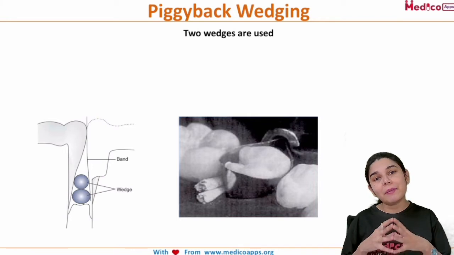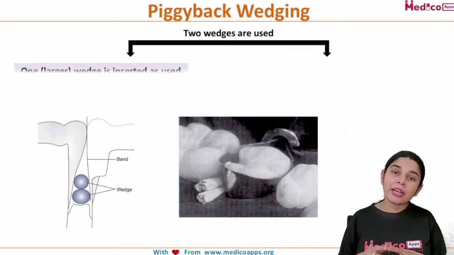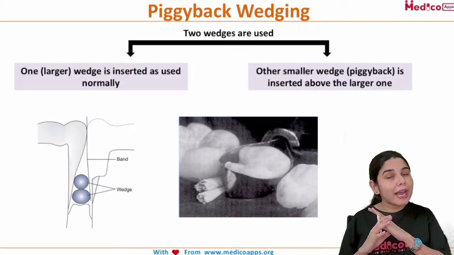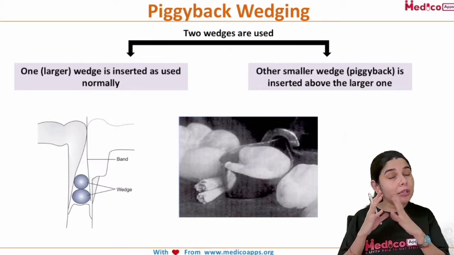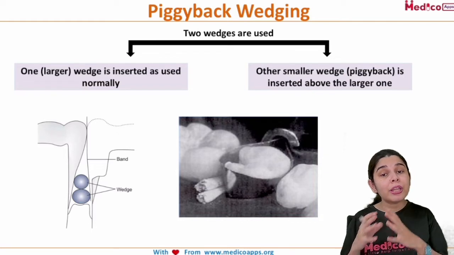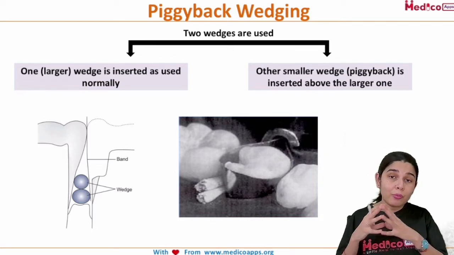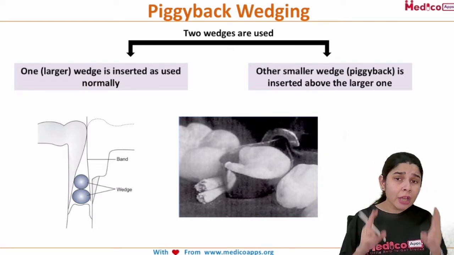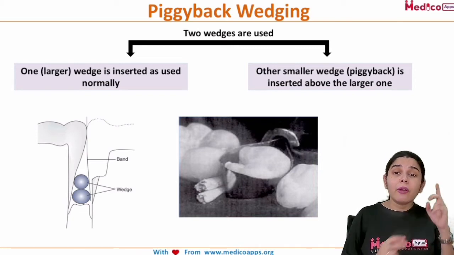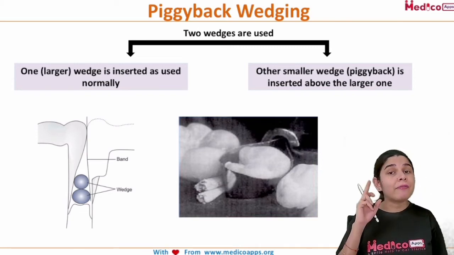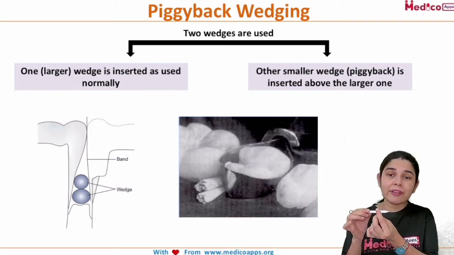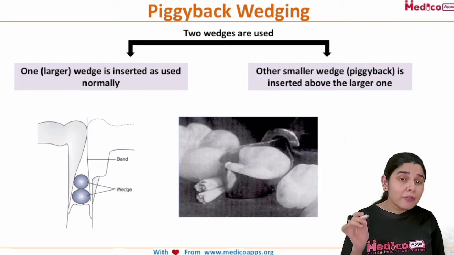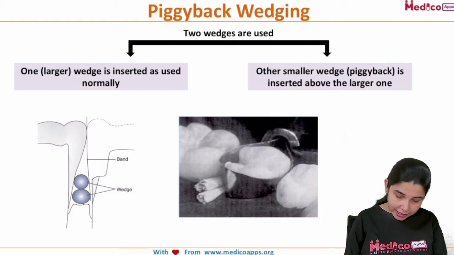What is exactly the piggyback wedging technique? So here again we are using two wedges. So that means all three techniques consist of two wedges, but it is a matter of where and how they are placed. So in the piggyback wedging technique we are using two wedges, but here one wedge is larger and one wedge is smaller. Do remember, this is the larger wedge and this is the smaller wedge.